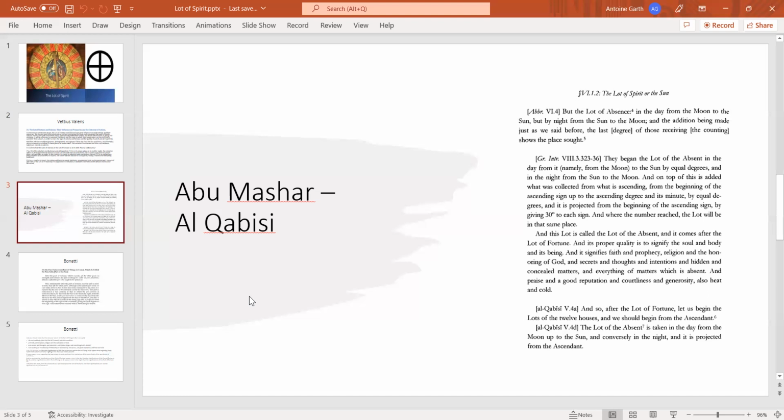Once again, in the text it tells us how to find it, which we're going to look at. And then does it say anything about what it's supposed to mean? Okay, and its proper quality is to signify the soul and body and its being, and it signifies faith and prophecy, religion and the honoring of God, and secrets and thoughts and intentions, and hidden and concealed matters, and everything of matters which is absent.